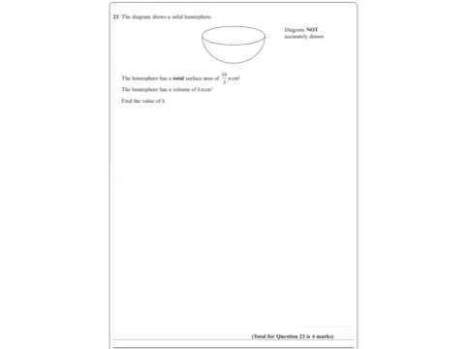Right, we've got a hemisphere here, and that has a total surface area of 16 over 3 pi, and has a volume of k pi centimetres cubed. Find the value of k. Now, we know how to find the surface area of that hemisphere.